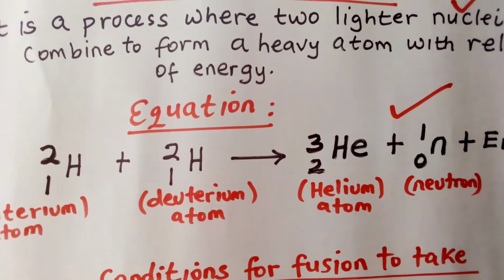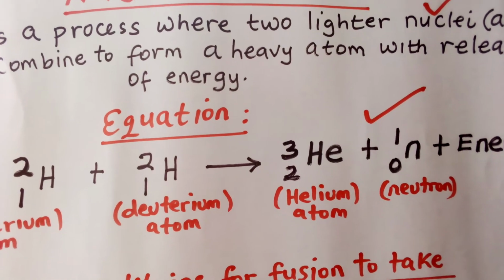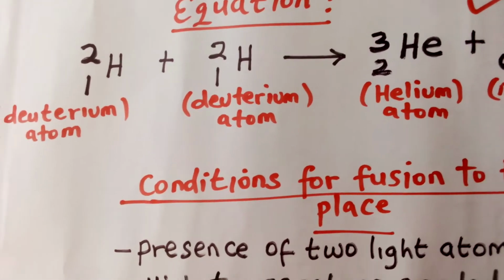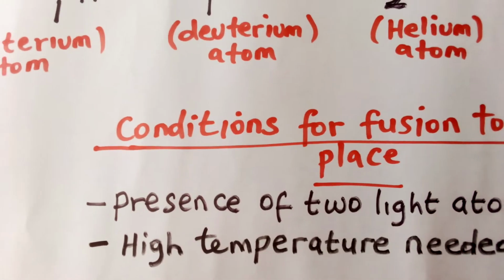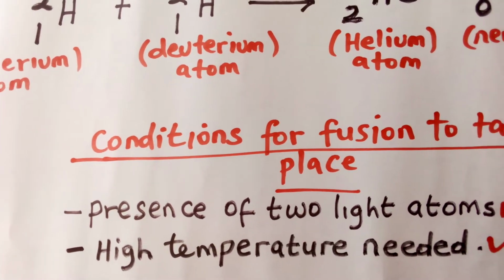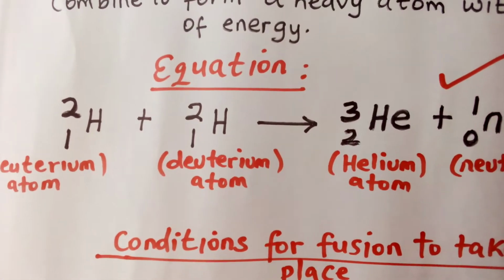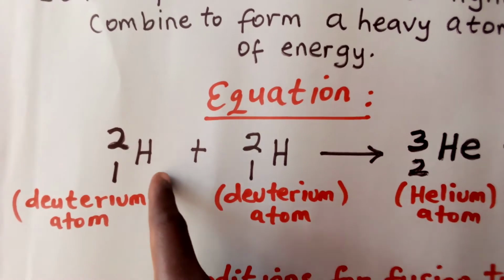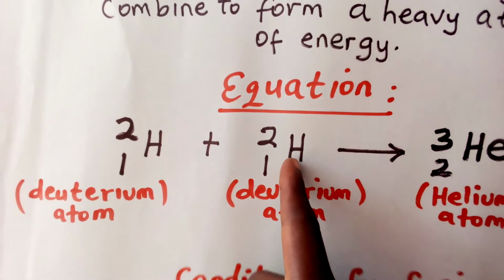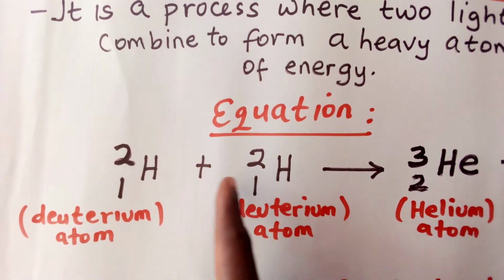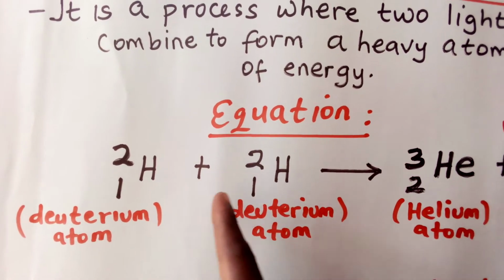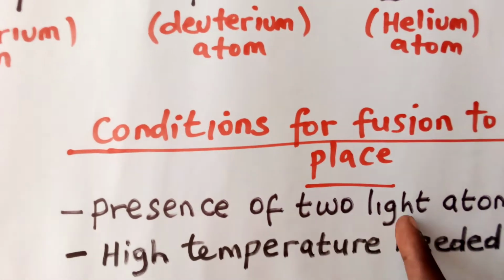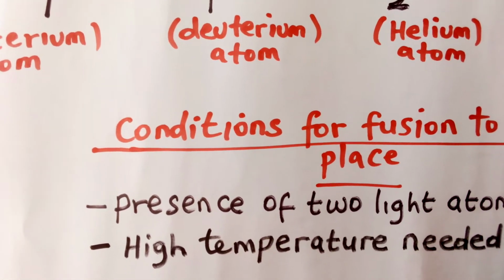So what does that mean? It means whenever nuclear fusion takes place, energy is released. Okay. So that now takes us to the next level: conditions for nuclear fusion to take place. When you go back to the equation here, you'll realize that for nuclear fusion to take place, there should be two light atoms, this one and this one. So that is one condition. If you don't have two light atoms, then nuclear fusion cannot take place. So we need the presence of two light atoms.